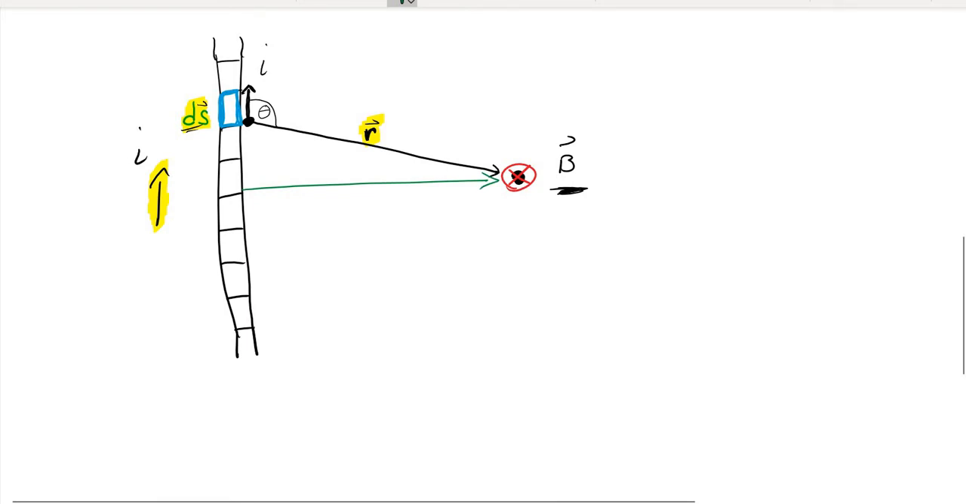So that is the closest point on the wire to the point out in space where we're trying to measure our magnetic field. And I'm going to call that big R. And big R will be a fixed value. Little r will change as we move up and down the length of the wire, as will theta.